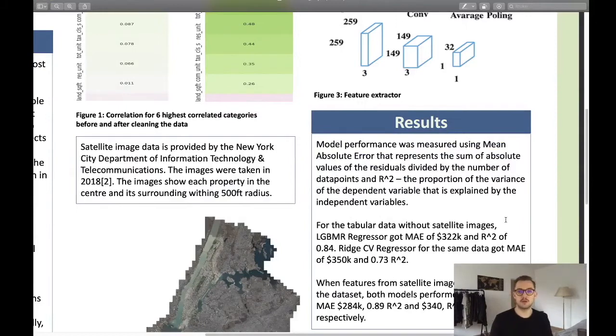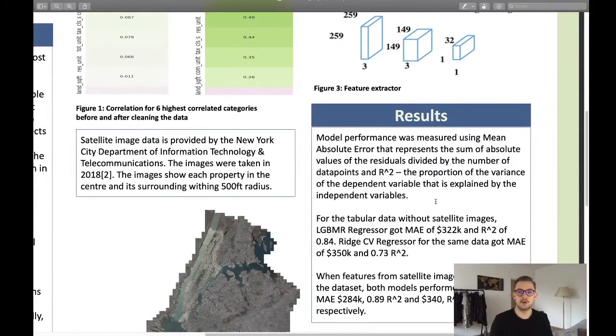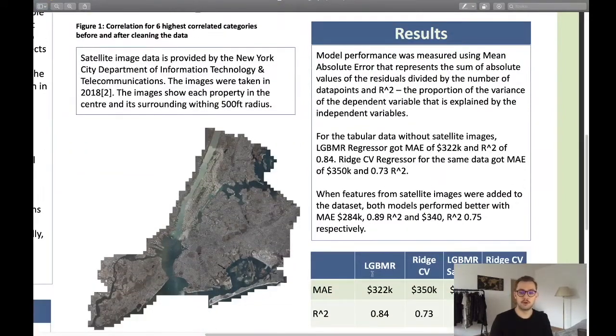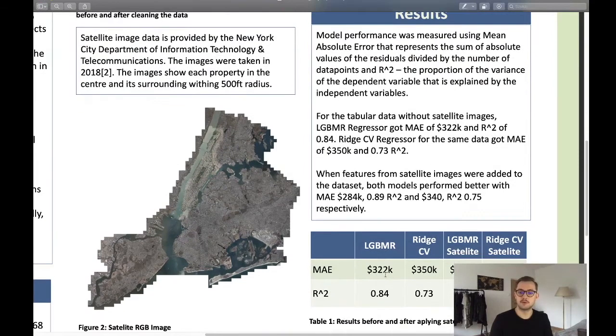So to check the results, 2 metrics have been chosen: mean absolute error and R-square. For both models, it had been shown that the visual features had improved the model, and the best model was LGBMR with a mean absolute error of 302K and R-square of 0.84, and it had been better with satellite images, with 294K mean absolute error and 0.88 R-square.